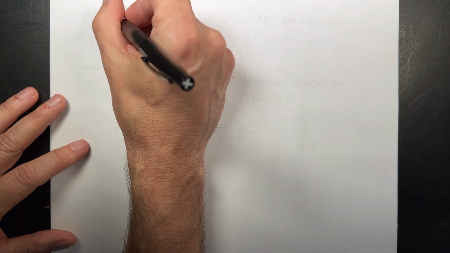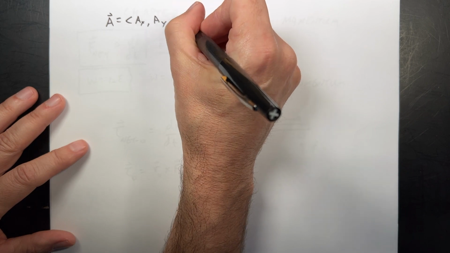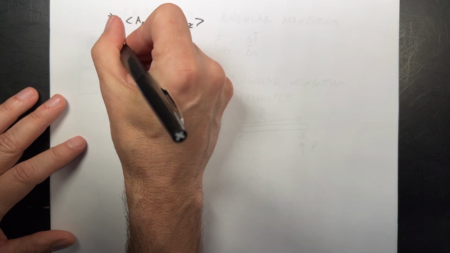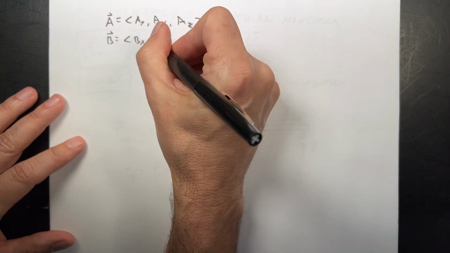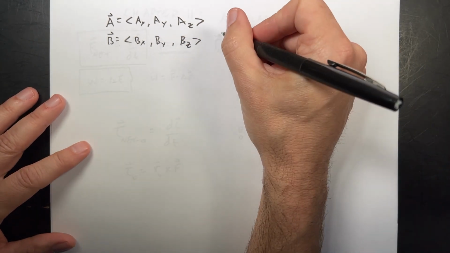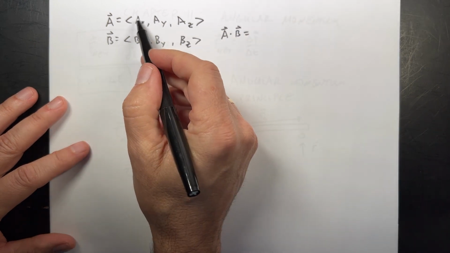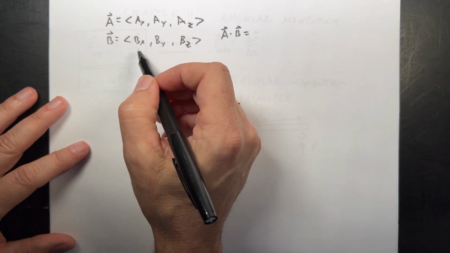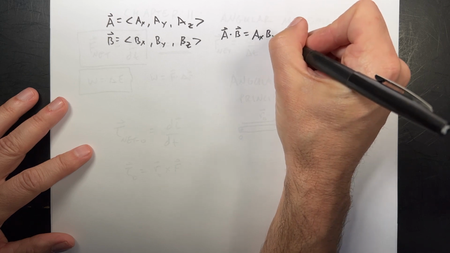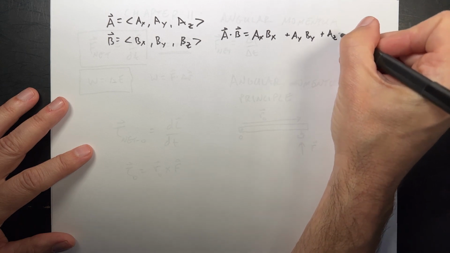Suppose I have two vectors. A is Ax, Ay, Az. They could be anything. It could be force, it could be whatever. And I have another vector B: Bx, By, Bz. Now, just as a reminder, if I take the dot product A dot B, what I do is I take the x components of the two vectors and multiply them together, plus the y components multiplied together, and so forth. So it's going to be AxBx plus AyBy plus AzBz.